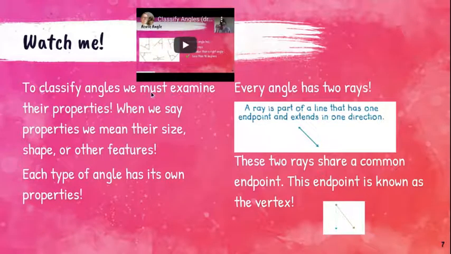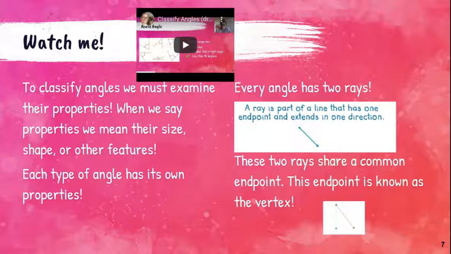So, to classify angles, we must examine their properties. And when we say properties, we mean the size, the shape, and other features. Each angle has properties. They all look different, they have different shapes, they have different sizes.